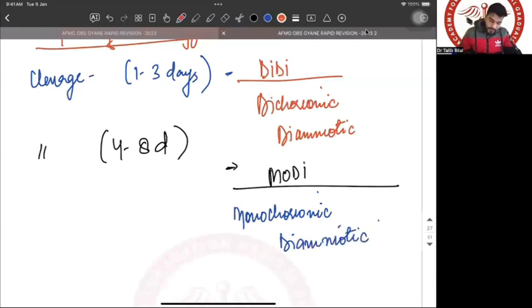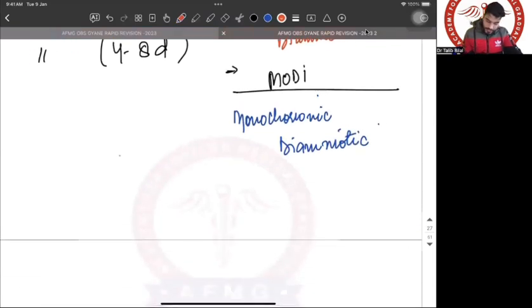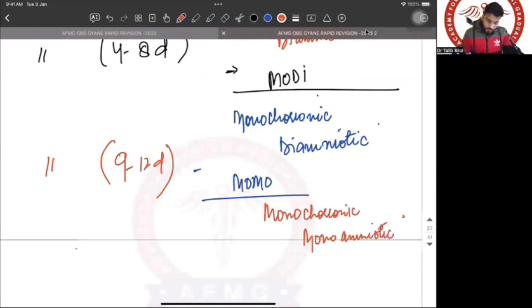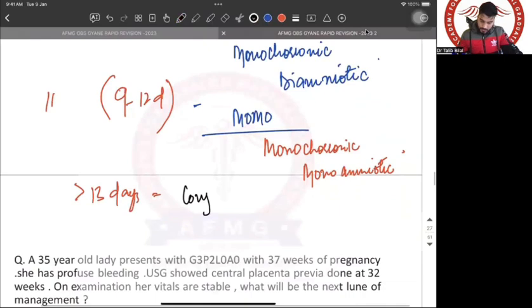If the cleavage takes place between 9 to 12 days, then remember Momos, guys. Monochorionic monoamniotic. And more than 13 days, you will remember conjoined twins or Siamese twins.